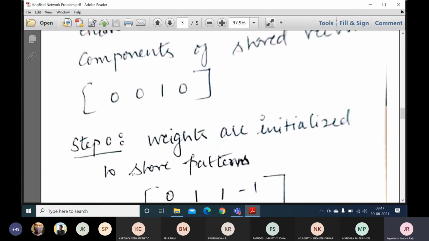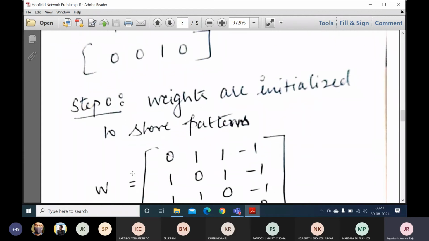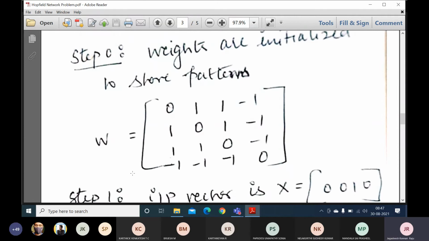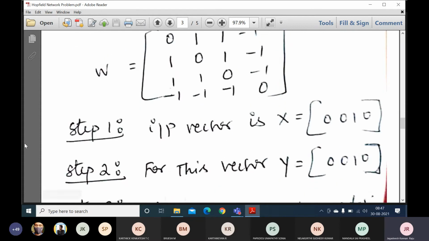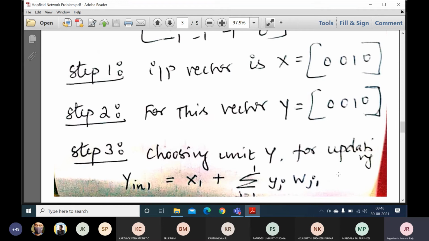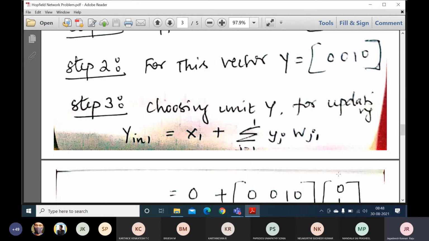So what is step 0? I need to initialize the weights. The weights are initialized, we are taking the same weight matrix. Then step number 1. So what is my input vector? Input vector x is the one with the two missing entries, 0, 0, 1, 0. And what will be my output? I need to get the same as my output, y equal to 0, 0, 1, 0. That is the second step.